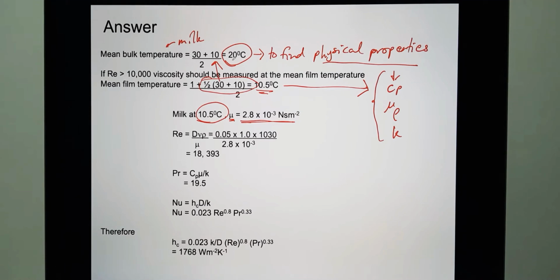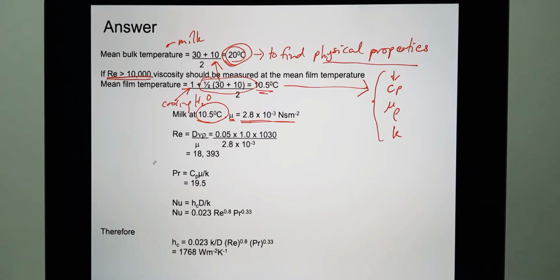Right? We are not going to use this particular temperature when we are talking about the mu, the Cp, the density, etc., because you need to calculate the value of Reynolds first. When you calculate the value of Reynolds and it is greater than 10,000, then we need to use the mean film temperature. 1 degree Celsius is the temperature of the cooling water. Alright, so these physical properties will be given to you, so you don't have to worry about this. But what you need to do is solve the problem.